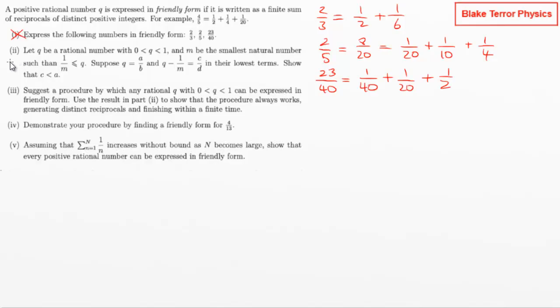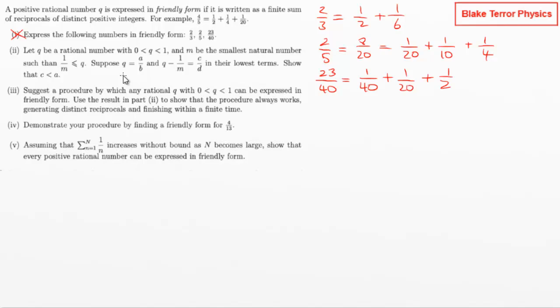Part 2, let q be a rational number between 0 and 1. Let m be the smallest natural number such that 1/m is less than or equal to q. Right, okay, the smallest natural number such that 1/m is less than or equal to q. So the largest one of these fractions that we can pull out. Maybe that was the method that we were using here. So yeah, half is the largest reciprocal integer you can pull out of 2/3. Same here with the bottom one, and then we got a quarter there for that one. Well, I could have taken a third out of there, couldn't I? Yeah, okay, so anyway, we'll see.